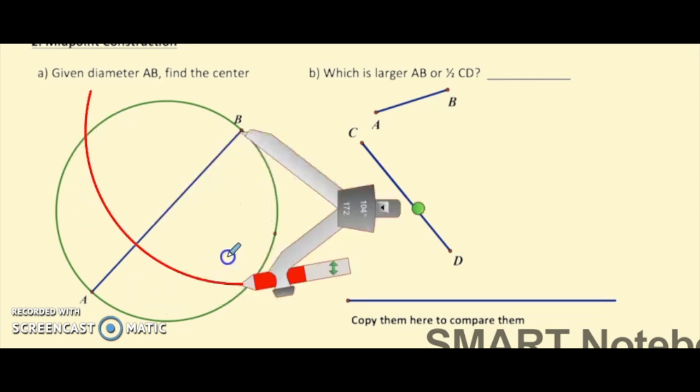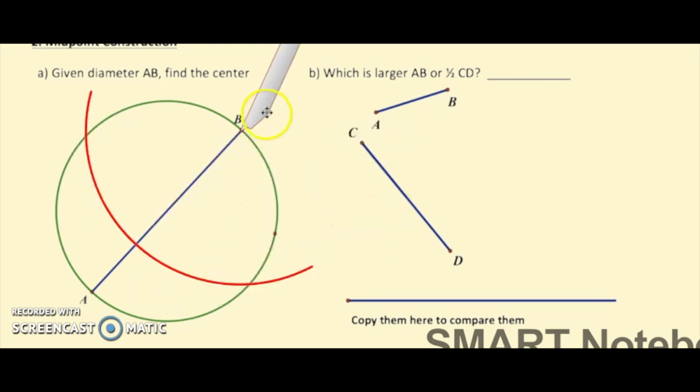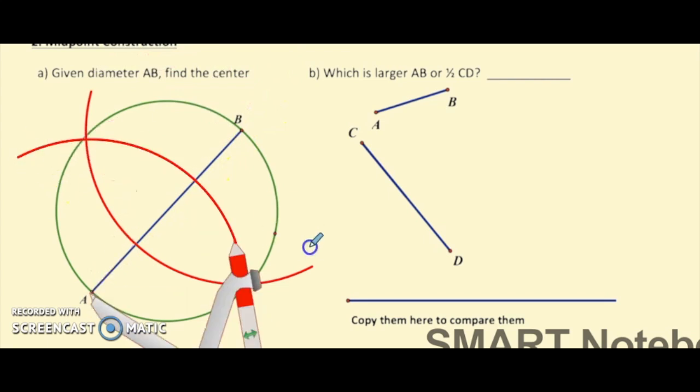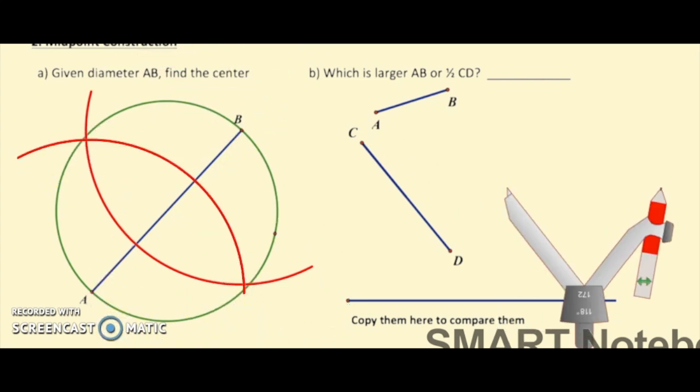So again, endpoint, and make sure it's open more than halfway. Swing an arc from one side without changing your compass length. Swing an arc from the other. Connect those, and that will give you a perpendicular bisector. The center of the circle then would be the point where those intersect. So not some other construction you need to remember. You just need to think which construction that I know is this.